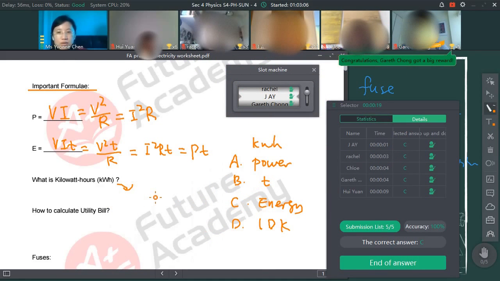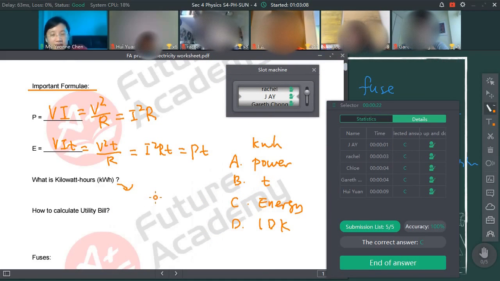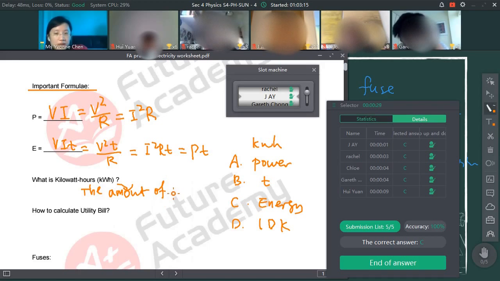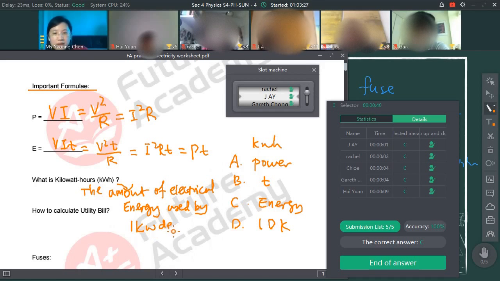Okay, excellent. So I think we can write down, right? It is the amount of electrical energy used by a 1 kilowatt device in 1 hour. It's very special. We don't use it for any other energy. We only normally use it for electrical energy. That's all.